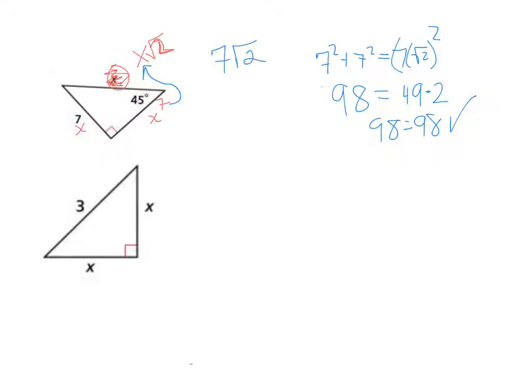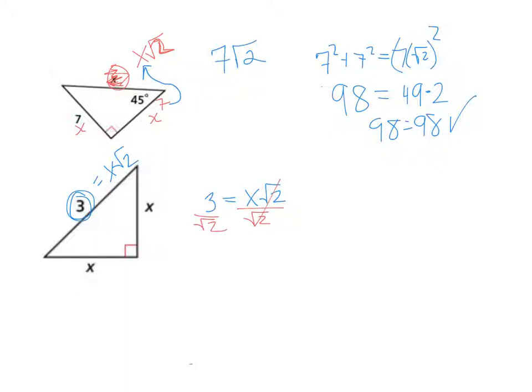Okay, on the one below it, this 3 is across from 90, so that's in the x radical 2 spot. So 3 is x radical 2. So to solve that, 3 equals x radical 2. Just like if this said 3 equals 2x, we would divide by 2. Since that radical 2 is being multiplied to x, I'm dividing by radical 2 to get rid of that.